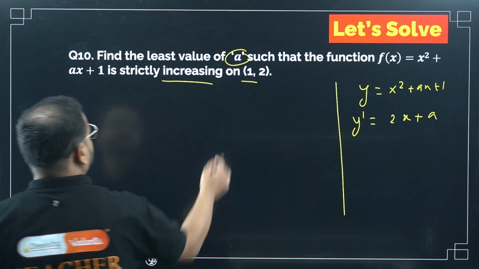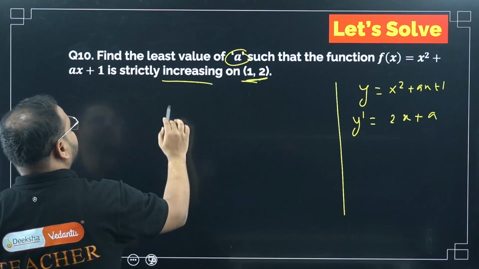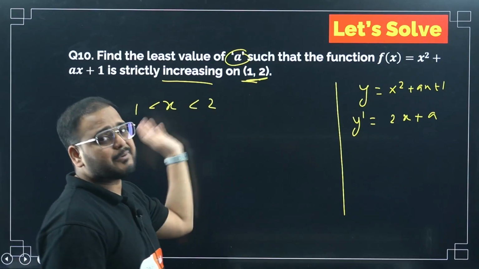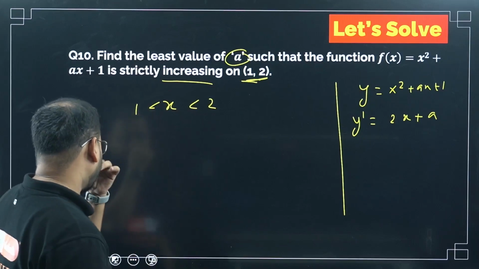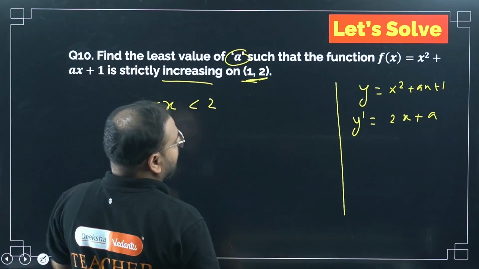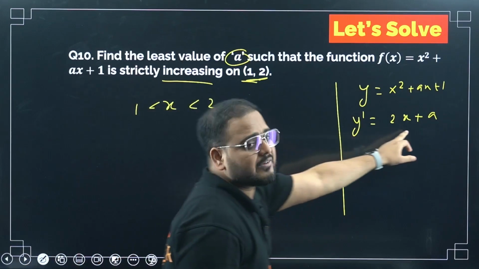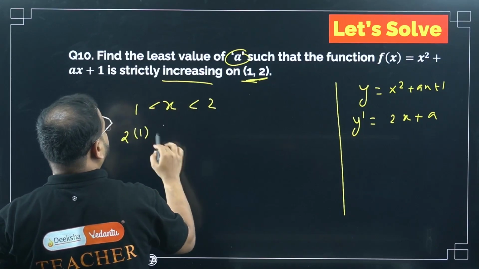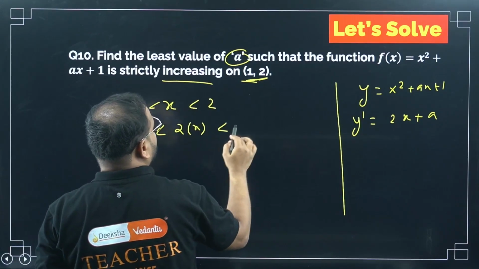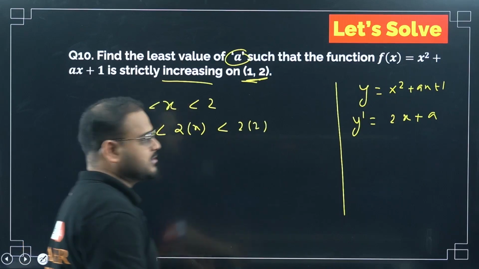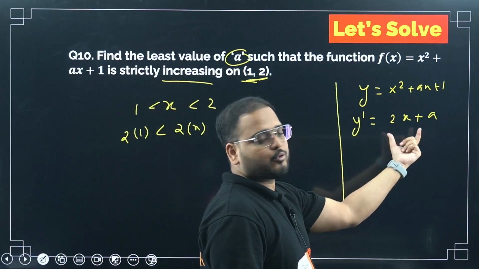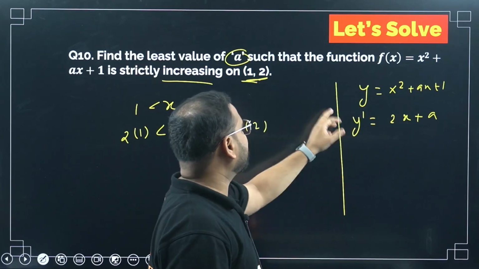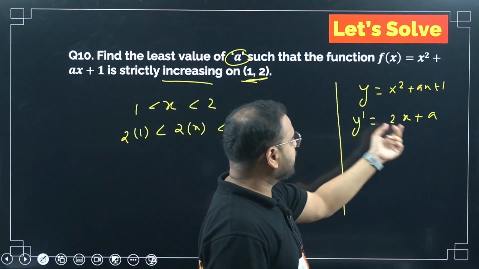Please have a look. What does this mean? 1 to 2 means x lies between 1 to 2. How many points? Infinite number of points. I don't want to know the x value. I want to know 2x plus a will lie from where to where. So I will modify this. Multiply 2 on both sides: 2 times 1, 2 times x, 2 times 2. I want to know the trend of this, whether this is positive or negative. I don't have the x value here, but I have the range of x, so I can take the domain of x.